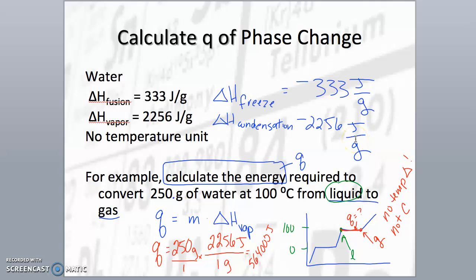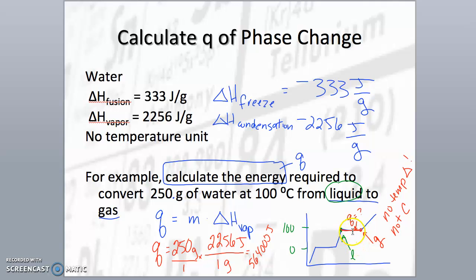In the example calculations down below, we're converting 250 grams of water, that's our mass, at 100 degrees from liquid to gas. It's really important that you draw these heating curves, and since this was water, we know the freezing temperature and the boiling temperature. We can write those right in on the y-axis, and it's nice to just map out where we're going here. So we're at 100 liquid to 100 gas. This is the phase change going from liquid to gas.